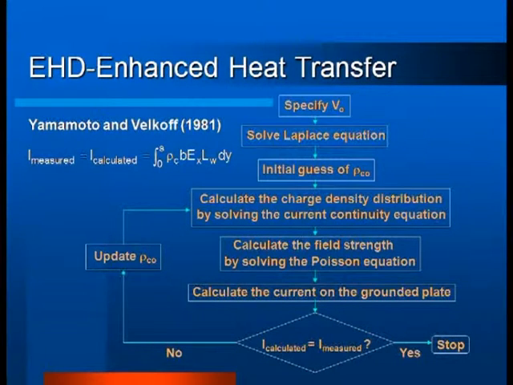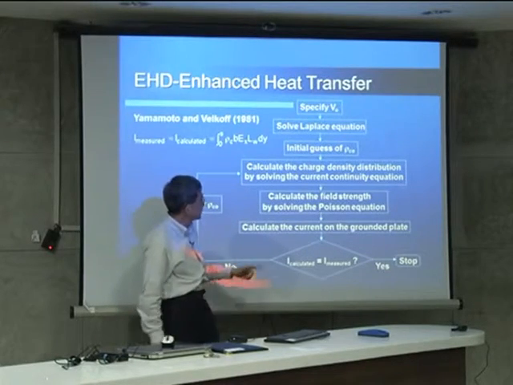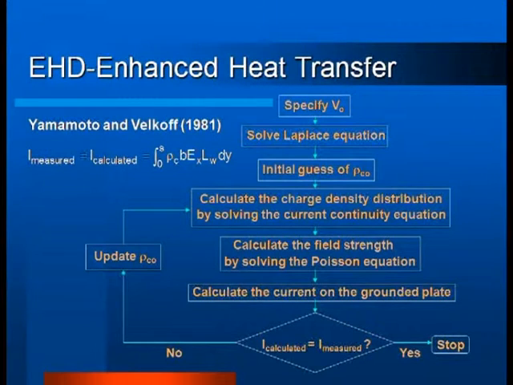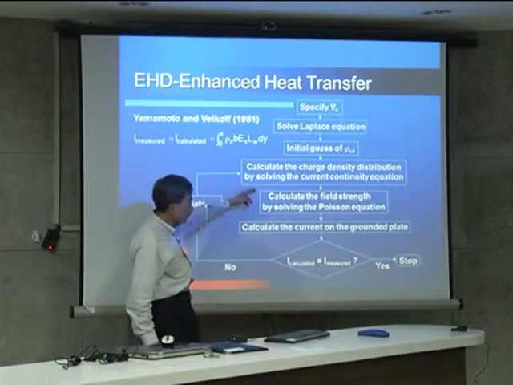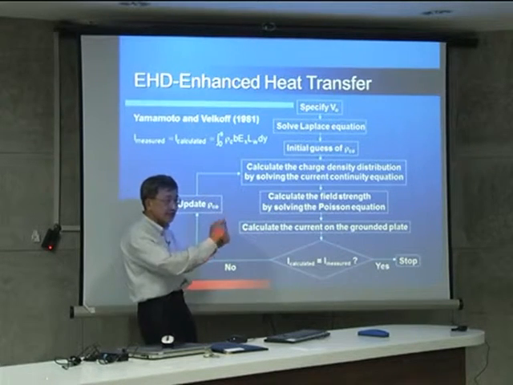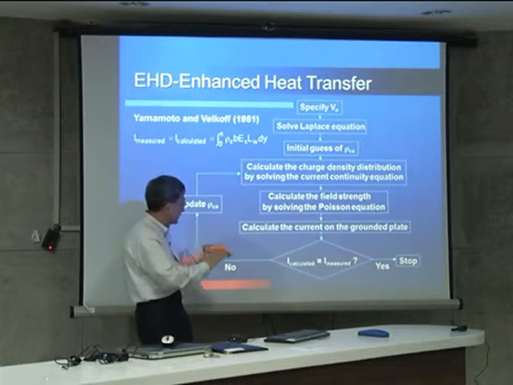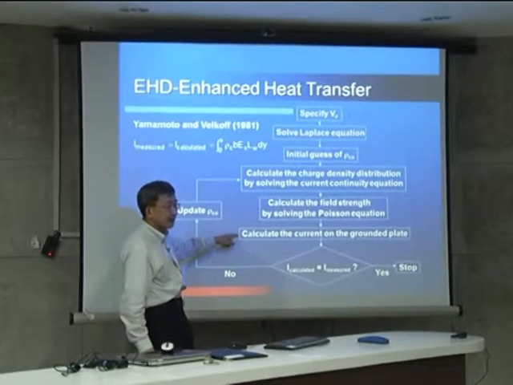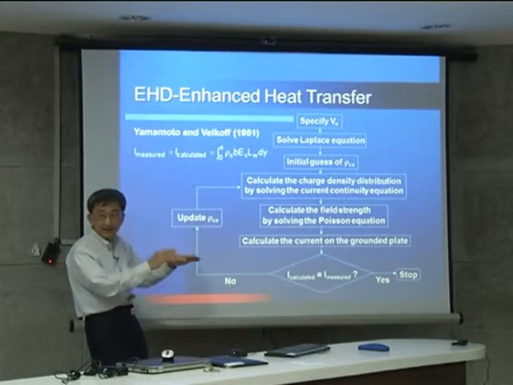We will not apply voltage, and we solve the Laplace equation, assuming the charge density is 0. All right, and so we get the potential distribution. Then we want to solve the charge density. So we initially guess a value for that, and then perform the calculation, iteration, and once it converges, then use the charge density, we calculate the current deposit on the ground plate, and compare with the experiment. The experiment we can measure that current, and see these two.